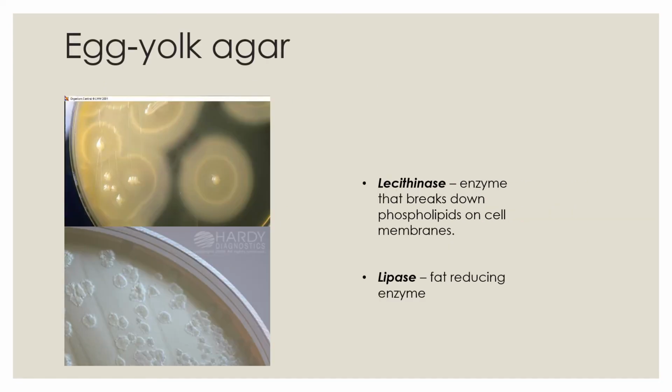Here's an image of egg yolk agar, and this is what we use to speciate our Clostridium and also Clostridioides. As you can see in the top image there, we have the colony of the organism growing on the media, and then there's a precipitate that grows around the organism inside the media. This is because the organism is a lecithinase enzyme producer. On the bottom image, you can see that the colonies appear to be oily or have the mother of pearl sheen, and that's because your organism is a lipase producer. That's a fat-reducing enzyme.